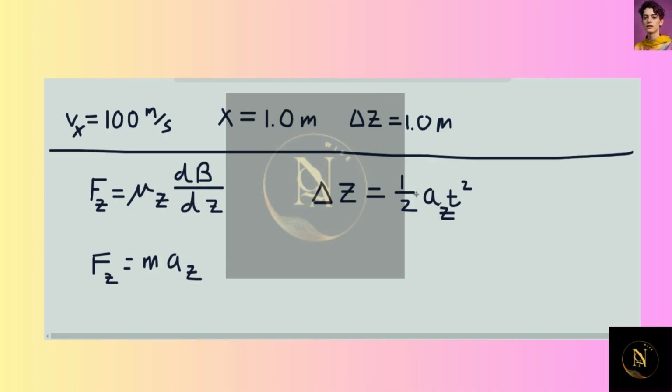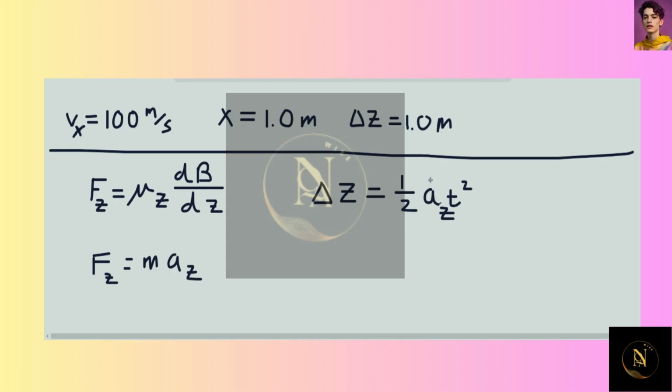Well, our delta z value, by definition, is going to be 1/2 times the acceleration in the z direction times the time in which it's accelerating squared, because there's no initial acceleration or velocity in the z direction. So all of that deflection, all that delta z value, is going to come from that acceleration.